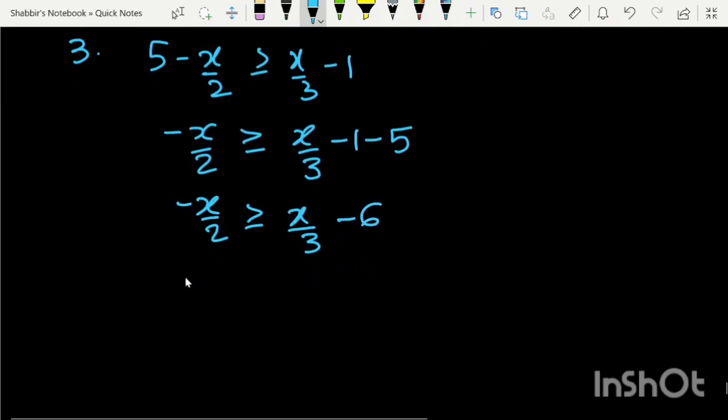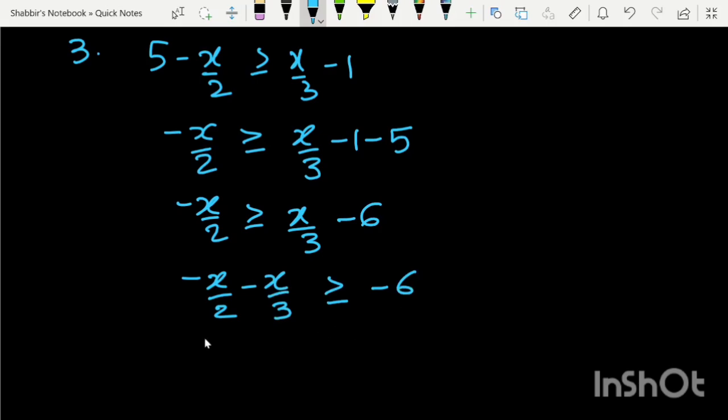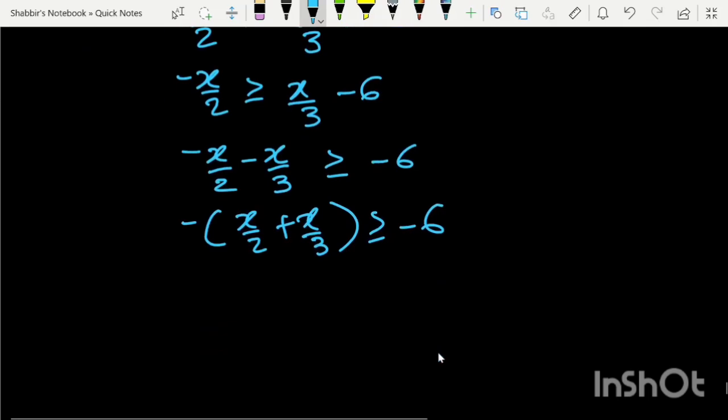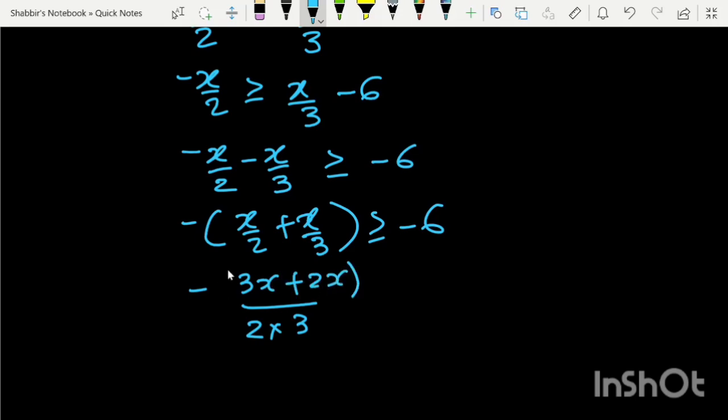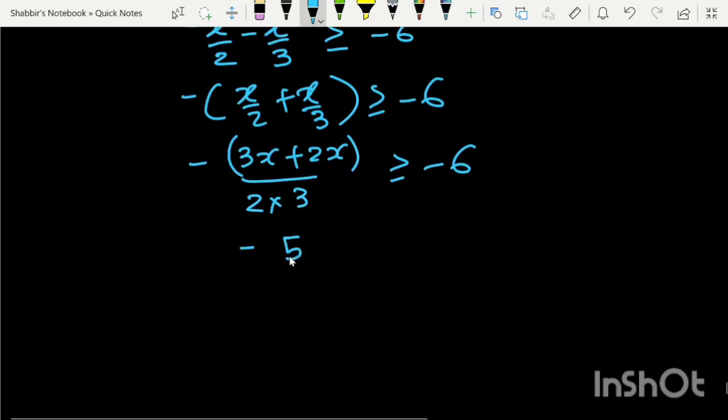Now in the next step I will transpose x by 3 on LHS. It becomes minus x by 3, minus 6 as it is. Now taking minus common, minus x by 2 plus x by 3, and now we will take LCM, guys. So 2 into 3, this becomes 3x, this becomes 2x, greater than equal to minus 6. So this becomes 3x plus 2x, minus 5x by 6, minus 6.